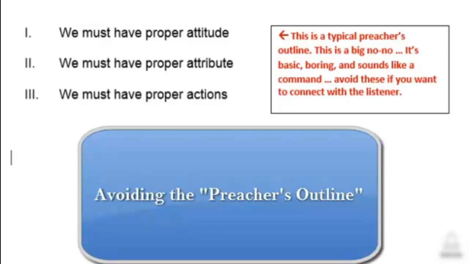But I want you to notice what's problematic about this particular preacher's outline, because as I note here, this is just a typical preacher's outline, and it's a big no-no. It's basic, it's boring, and it sounds like a list of commands, and I want you to avoid these if you really want to connect with the modern listener.